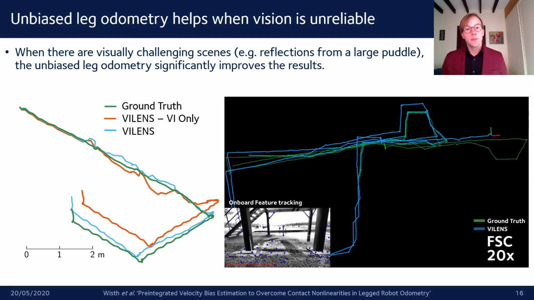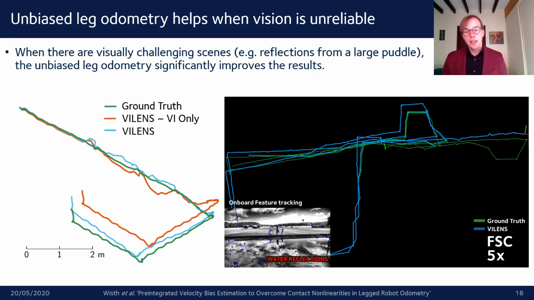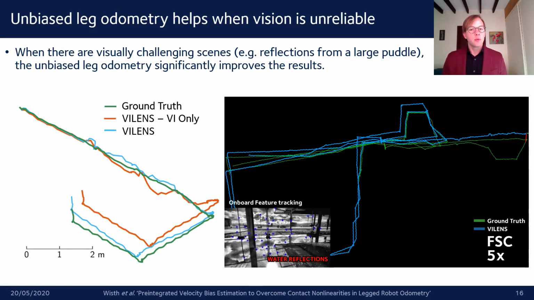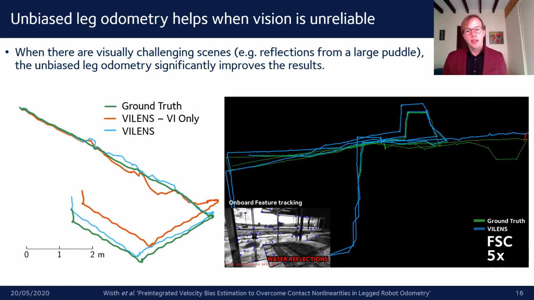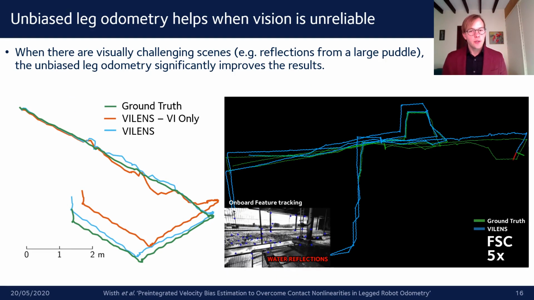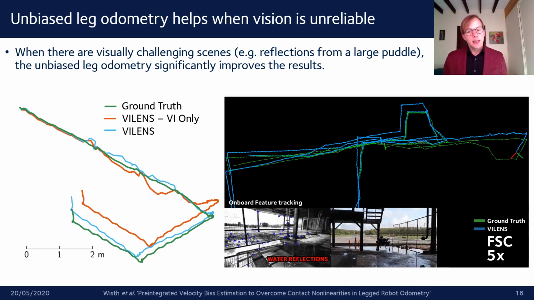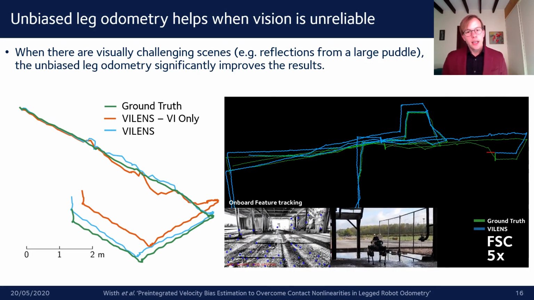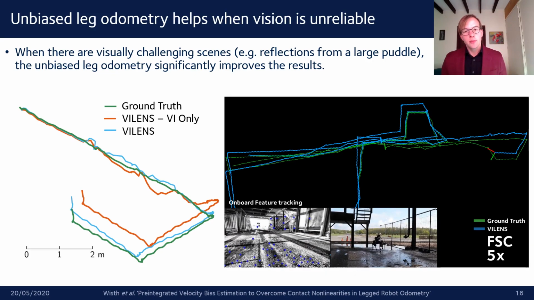An example of how bias estimation improves performance can be seen in this part of the Fire College dataset when the robot walks through a large puddle. As the robot walks through the puddle, the visual front end tracks features in the feature-rich puddle reflections, and this leads to a degradation in performance when using visual and inertial inputs only. However, by having an unbiased leg odometry input, we are able to reject these disturbances and greatly improve state estimation performance.